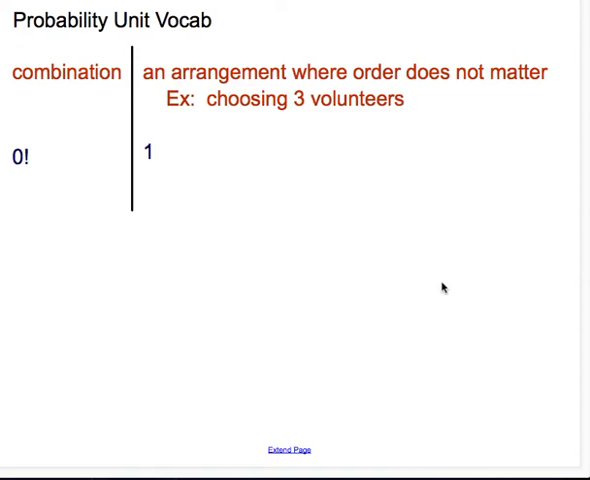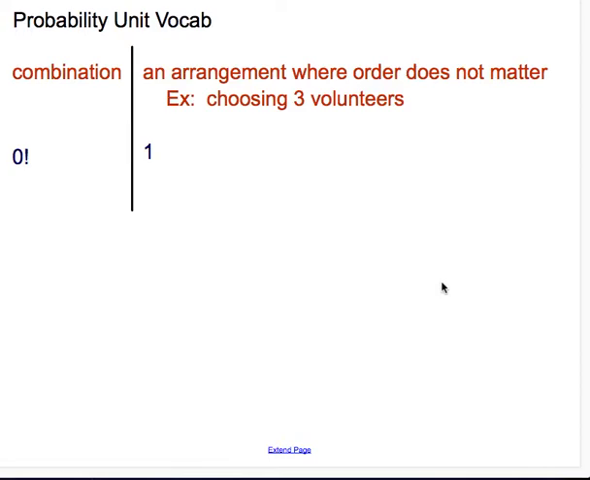So we're going to be looking at another way to count objects. A combination is an arrangement where order does not matter. So for example, if a teacher calls on 3 volunteers, it doesn't matter the order she chooses the volunteers, she still gets the same 3 people to help her out.